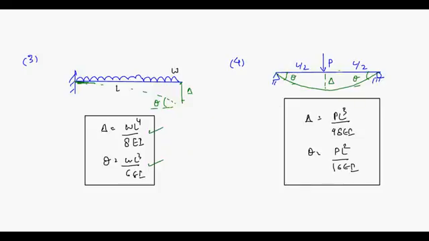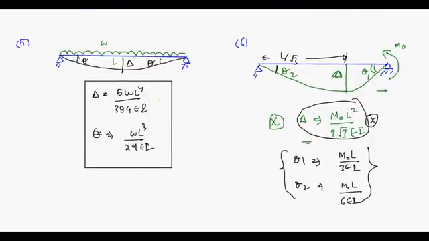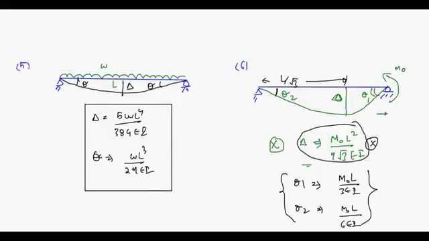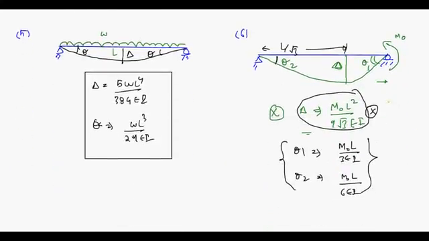For this one, it is P L cube by 48 EI or P L square upon 16 EI. For W you have 5 W L to the power 4 upon 384 EI, and you have W L cube by 24 EI. If you have a moment like this, I have told you it is not necessary that you remember the deflection, just remember the theta angles. This is M L upon 3 EI and this is M L upon 6 EI. Only these two you should remember.